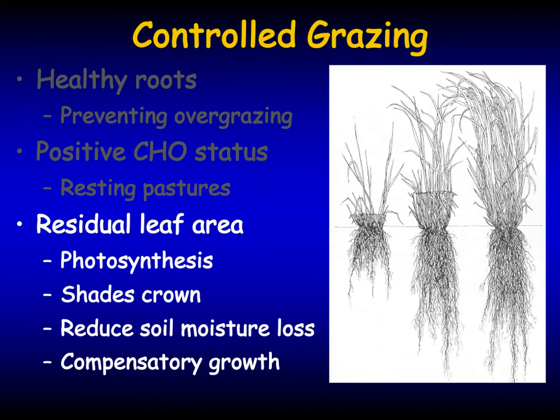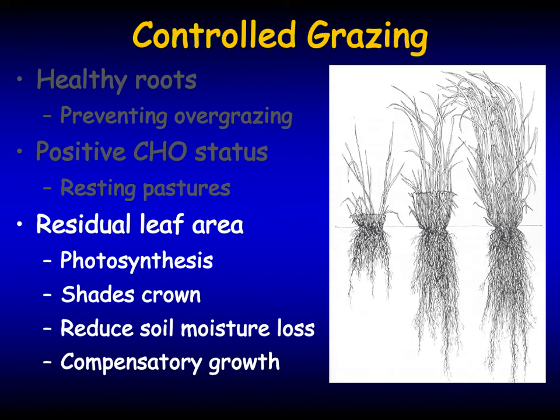So residual leaf area plays an important part when we talk about controlled grazing or rotational stocking. One, we leave some of that leaf area for a solar panel so that that plant can actively fix sunlight into carbohydrates through photosynthesis. We also leave some leaf area in that pasture because it modifies the microclimate to which those plants in the soil are exposed to, and that's pretty important.